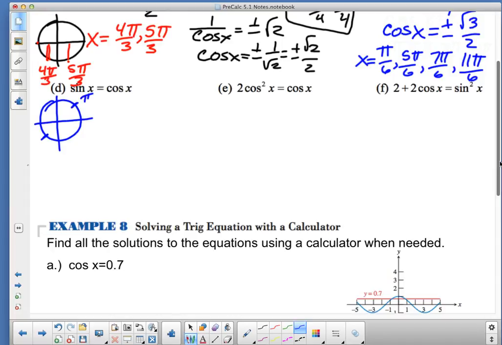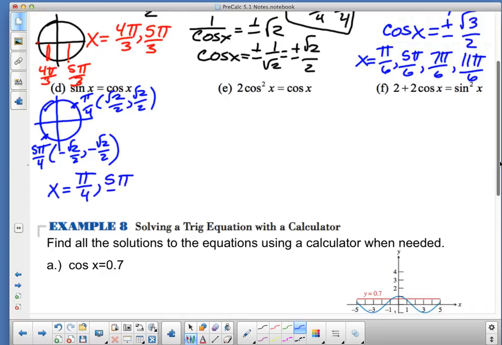At pi over 4, they're the square root of 2 over 2 and the square root of 2 over 2, so they're the same. And at 5 pi over 4, that's 1, 2, 3, 4, and that's 5 pi over 4. And this is at negative square root of 2 over 2 and negative square root of 2 over 2. They are not the same in quadrants 2 and 4 because they're opposite in sign. So in letter D, our solution for x is equal to pi over 4 and 5 pi over 4.